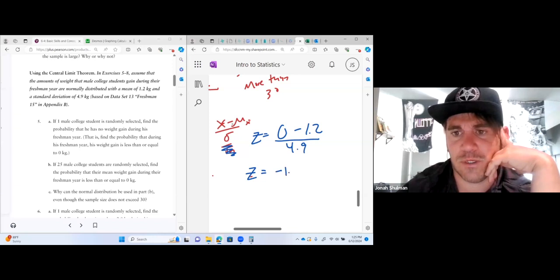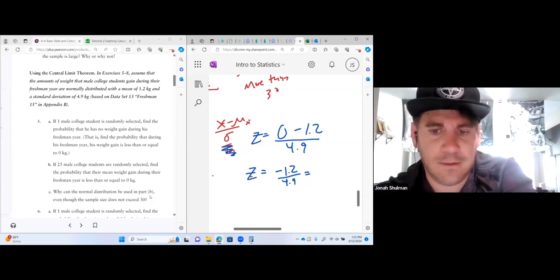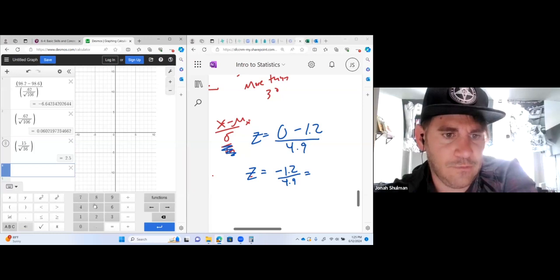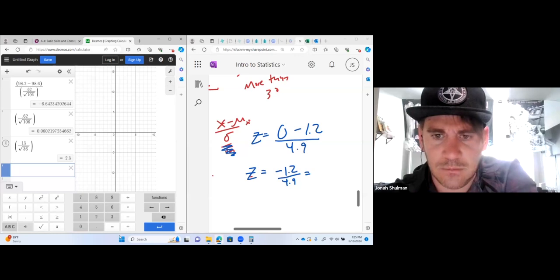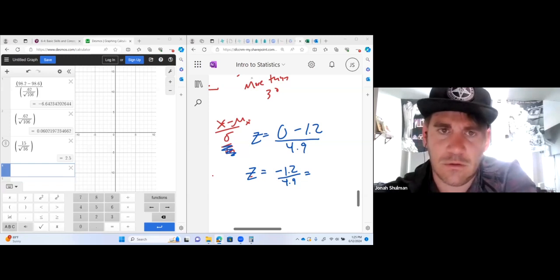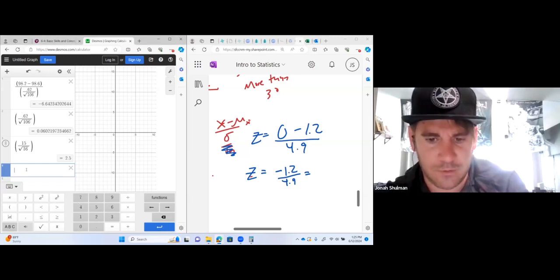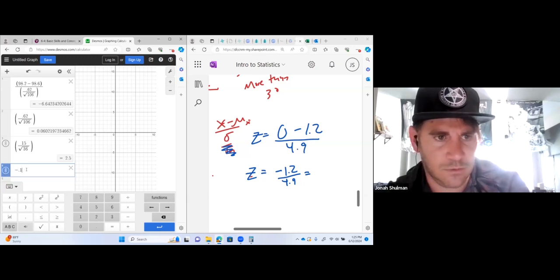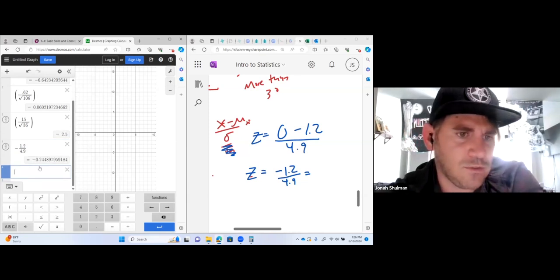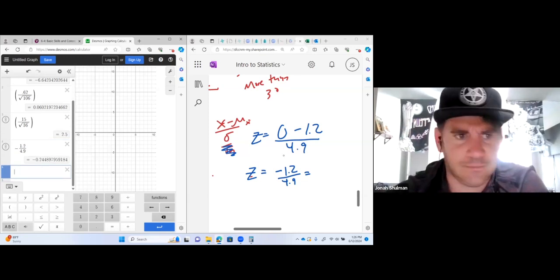So it's going to be a negative 1.2 divided by 4.9. Then we have to just look it up because that's our z-score. So we have, and I just have to move this up, if it will let me move it. Here we go. So we have negative 1.2 divided by 4.9. So I got a negative 0.2448 as my z-score.